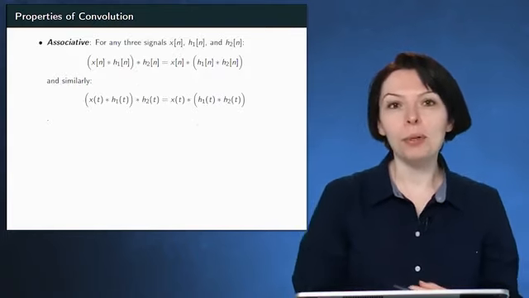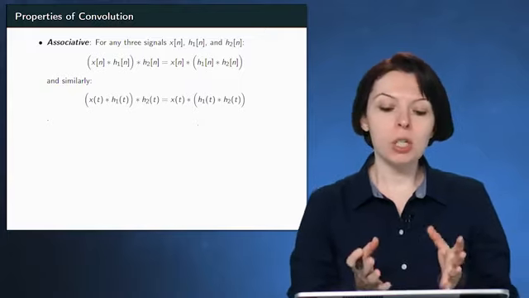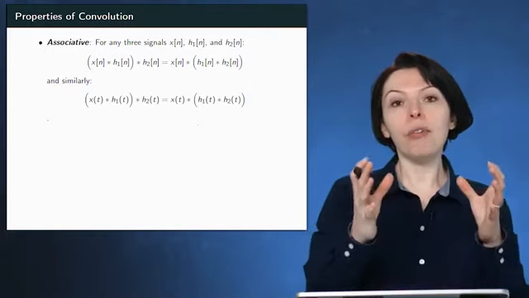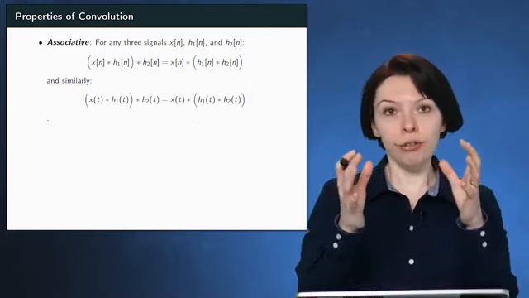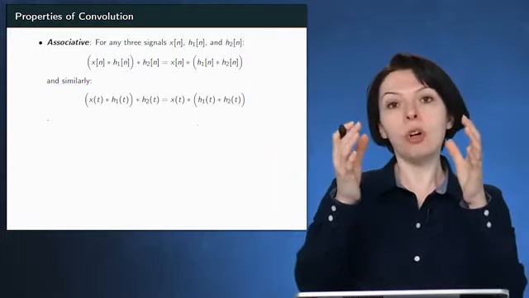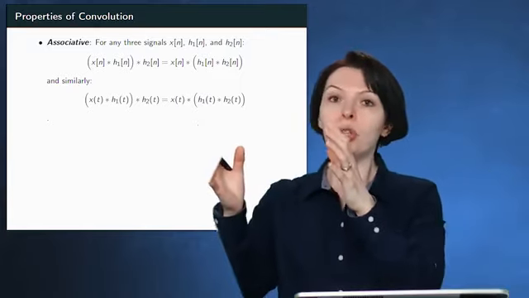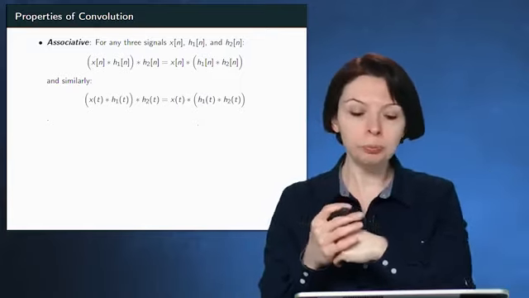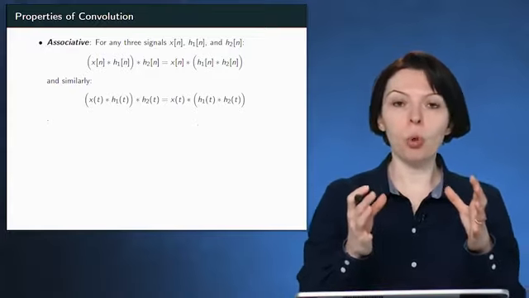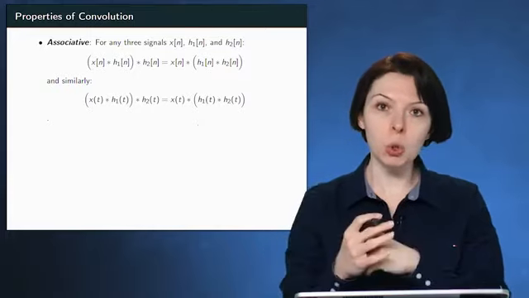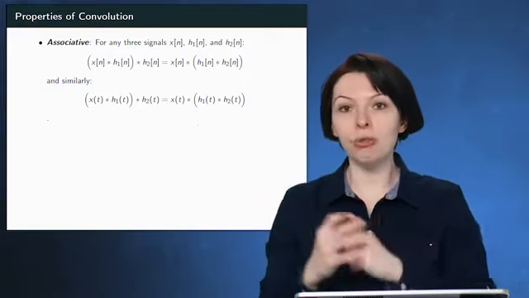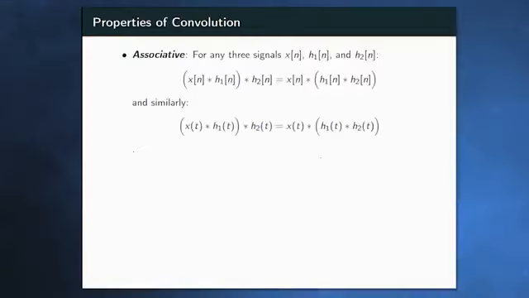Okay. The second property is the associative property, which says for any three signals x of n, h1 of n, and h2 of n, if you convolve x and h1 of n first and then convolve the result with h2 of n, you're going to get the same answer as if you convolve x of n with the answer for convolution of h1 and h2. Or similarly, for the continuous time case, you can convolve x and h1 first, then convolve the answer with h2. The result is going to be similar if you convolve x with the answer for convolution of h1 and h2.